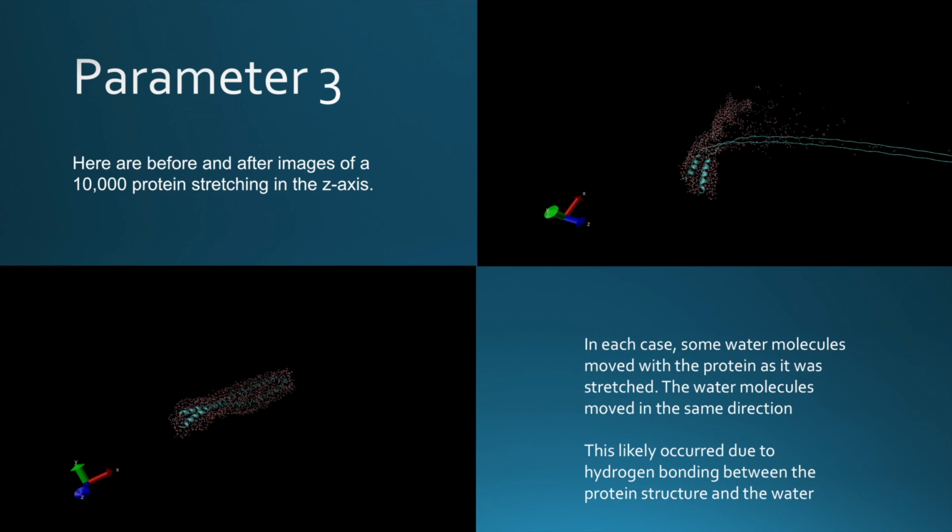Now, obviously, in each case, the water molecules, or some water molecules, remain associated with the protein structure. And this is likely due to the hydrogen bonding between the protein structure and the water, as certain parts of the protein would be polar, or just lead to some intermolecular interactions between the water and the protein.